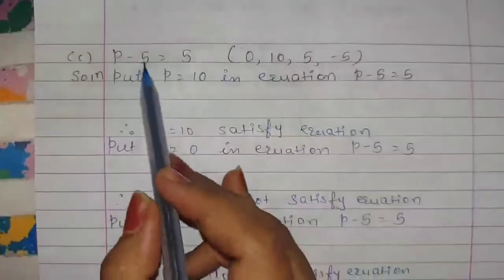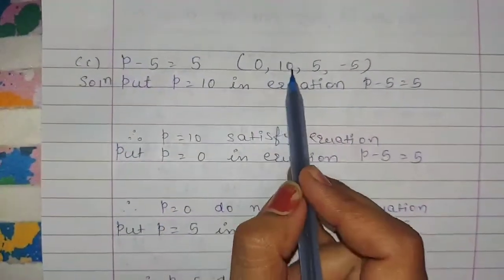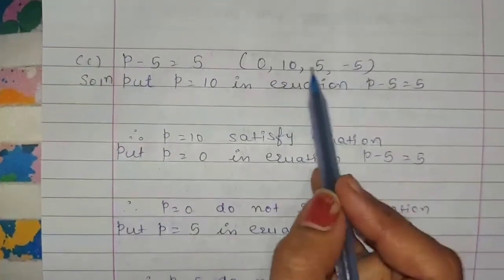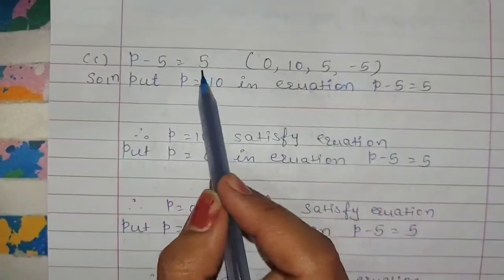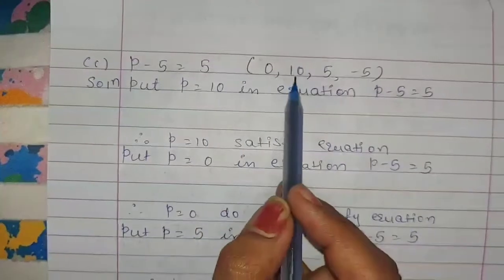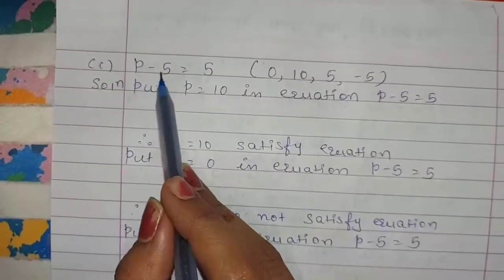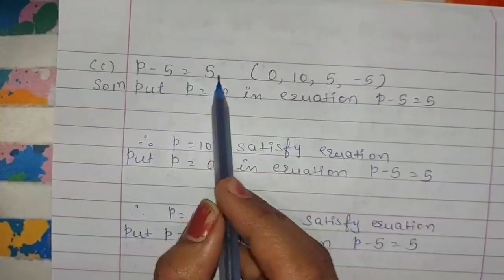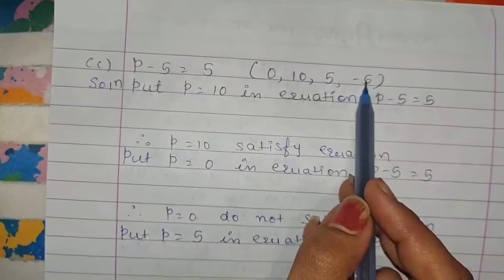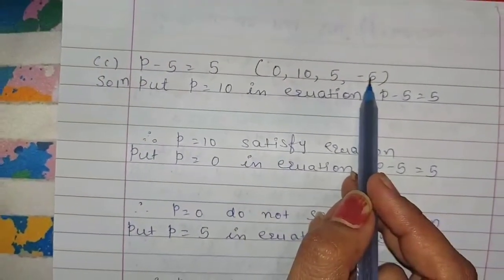Number C. P minus 5 equals 5. The numbers given are 0, 10, 5 and minus 5. Now from these given numbers, which number of P will we take so that we get the answer 5? We have to take 10. If we put P equals 10, then 10 minus 5 equals 5, which satisfies the equation. But the rest of the numbers do not satisfy the equation. We have to show how they do not satisfy the equation.